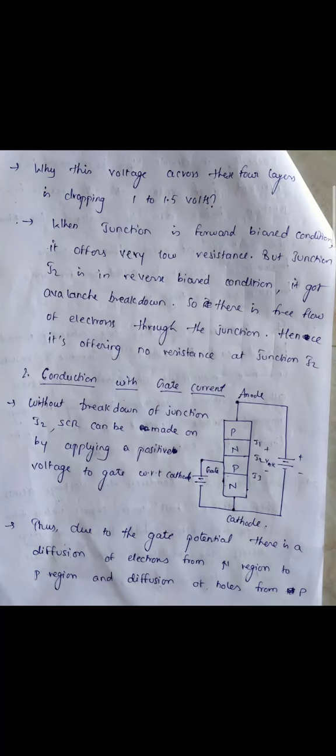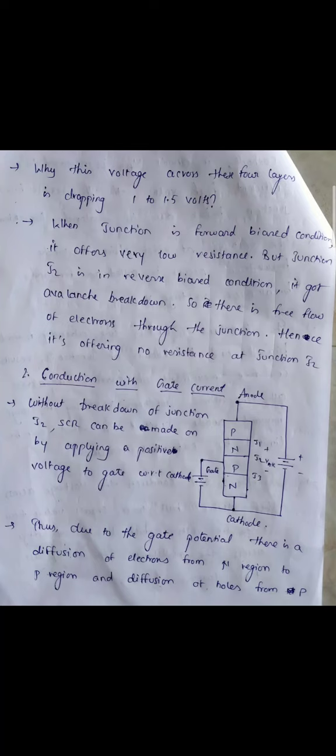As I discussed earlier, we are operating the SCR in the forward bias condition, so it offers very low resistance because the junction will be very narrow. When the PN junction diode is in forward bias, the depletion layer will be very small, so there is a flow of electrons from the n-type region to the p-type region. So it offers very low resistance.